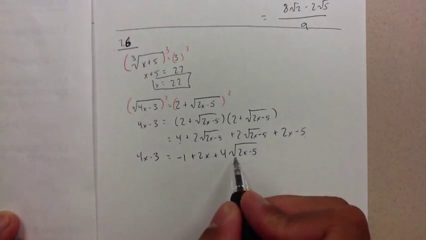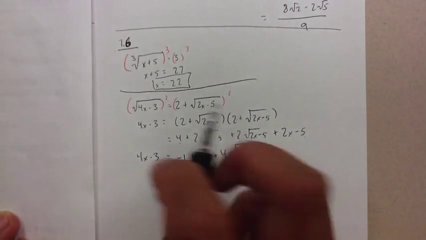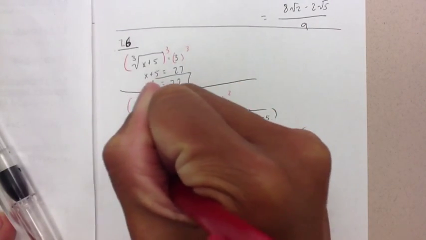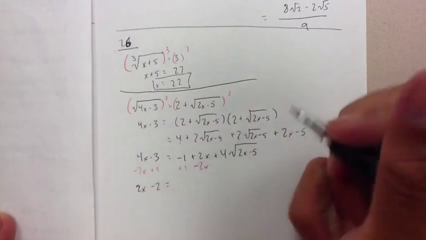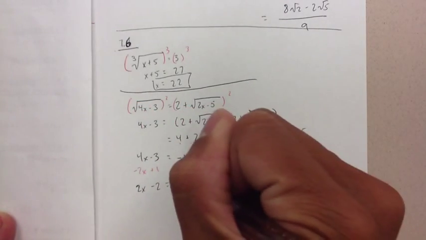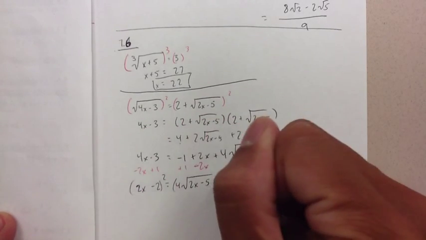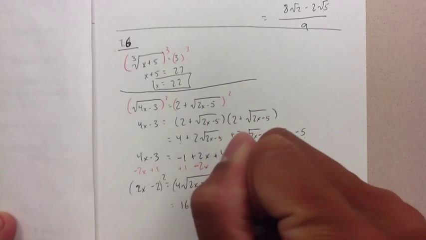Get everything else over, isolate the radical, and before you square or cube anything, you always want to isolate a radical. So move this 2x over, subtract this 2x, add the 1, so I get 2x minus 2 equals 4 radical 2x minus 5. Now I want to square both sides. So this becomes 16 times 2x minus 5.